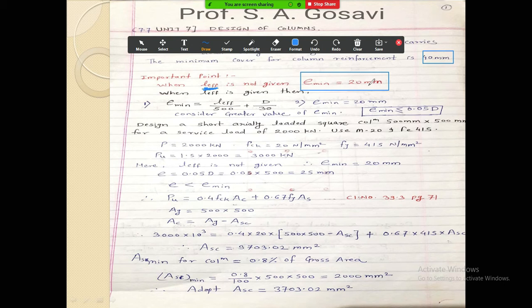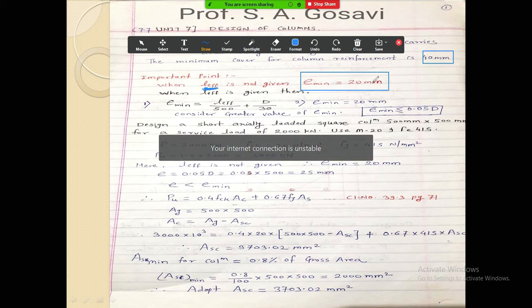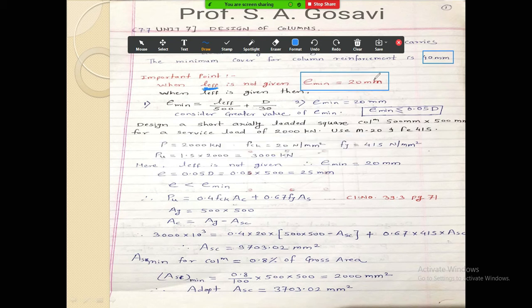Even though you are saying that your load is acting centrally, in practice the load is not actually acting like that. Some eccentricity will be there. So the minimum eccentricity in the case of a column, we consider E minimum as 20 mm.